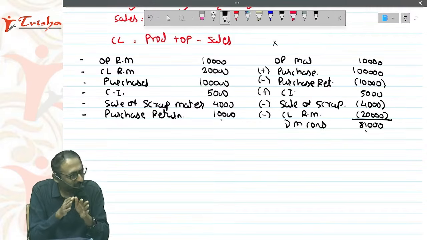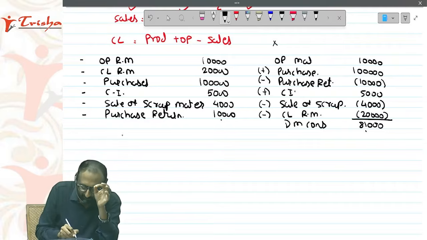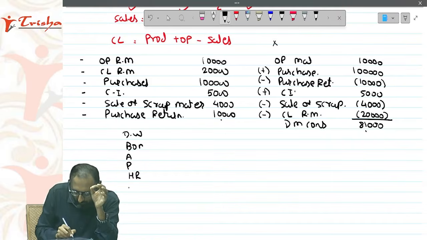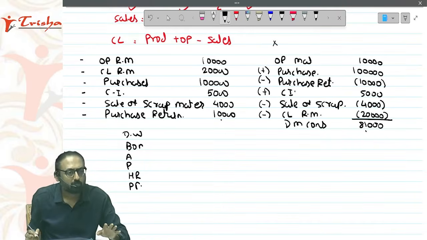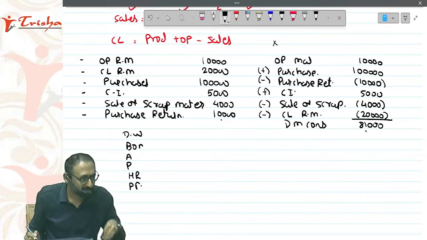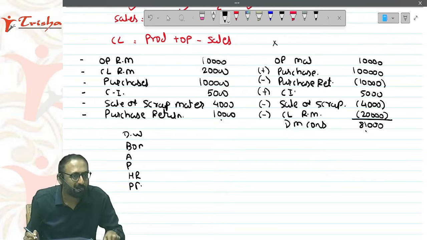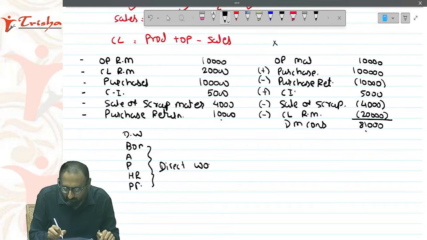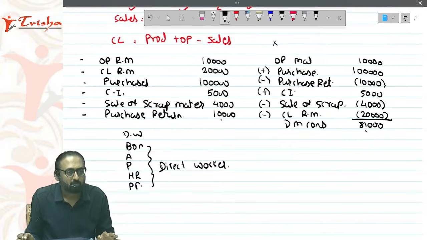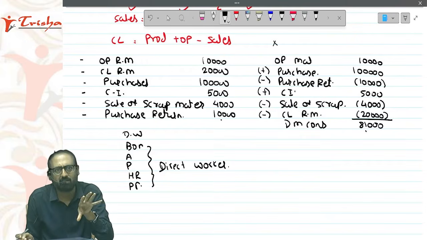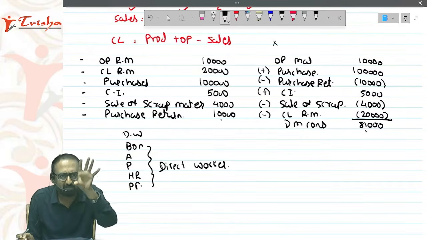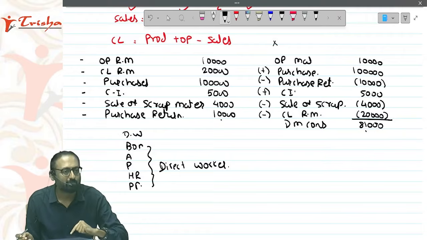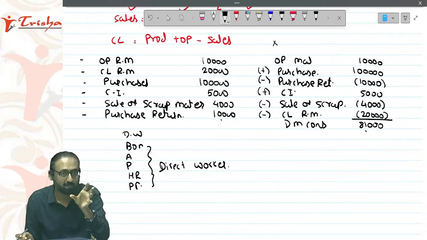In a question, if nothing is given, directly it is given direct wages, bonus, allowances, perquisites, HRA, then provident fund contribution and all, but the nature is not given, whether they are direct worker related or whether they are general, you will have to assume these are related with the direct worker. If it is directly given in a question that these are related with the indirect worker, it will go to overheads. But if nothing is given, you'll have to assume it as related with the production, means direct worker.